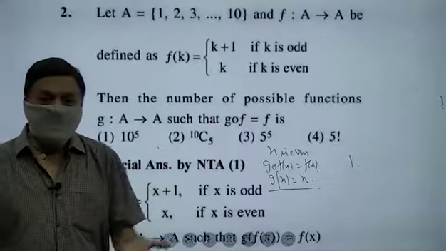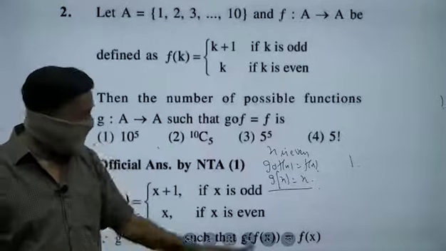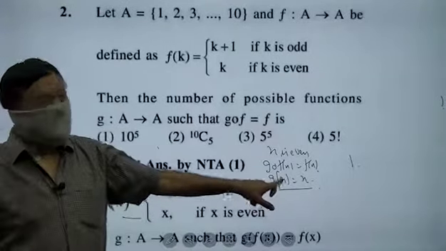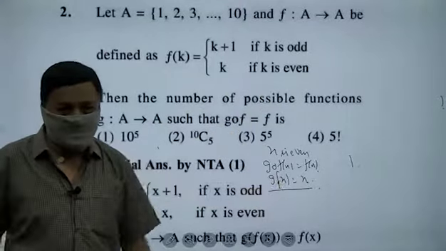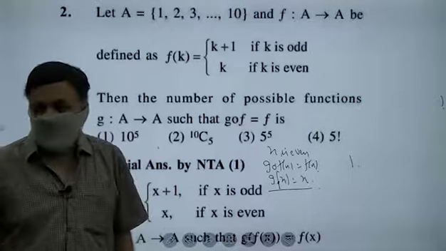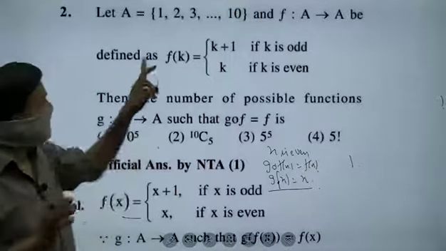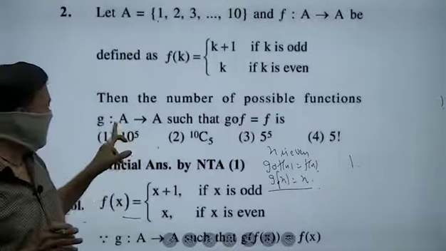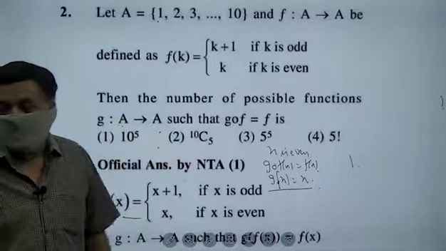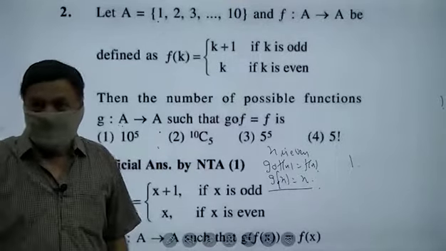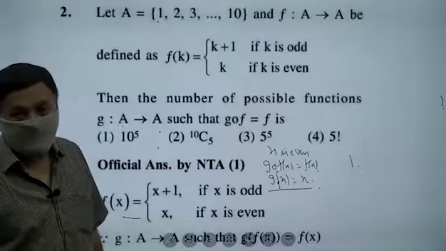Now, what about odd numbers? Odd numbers can go anywhere, because odd numbers will not come into the picture here. Even if you consider x is odd, you are going to get g of x plus 1 is equal to x plus 1. When x is odd, x plus 1 is even. So it makes no difference. So odd numbers can go anywhere. See, it is A to A. 1 can go in how many ways? 10 ways. 3 can go in 10 ways. 5 can go in 10 ways. 7 can go in 10 ways. 9 can go in 10 ways.